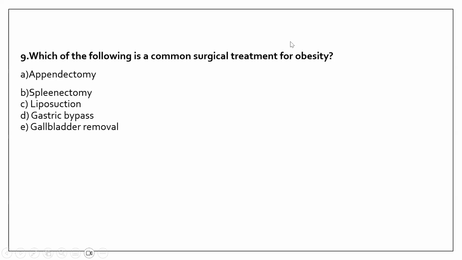Which of the following is the most common surgical treatment for obesity? A. Appendectomy. B. Gastric bypass. C. Splenectomy. D. Liposuction. E. Gallbladder removal. The correct answer is B, gastric bypass.